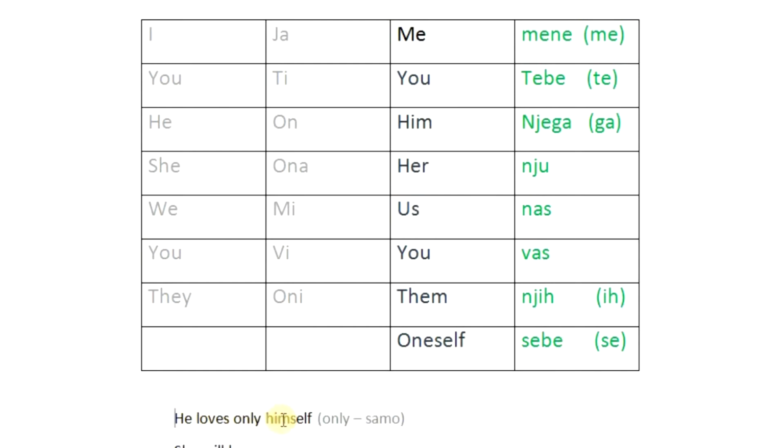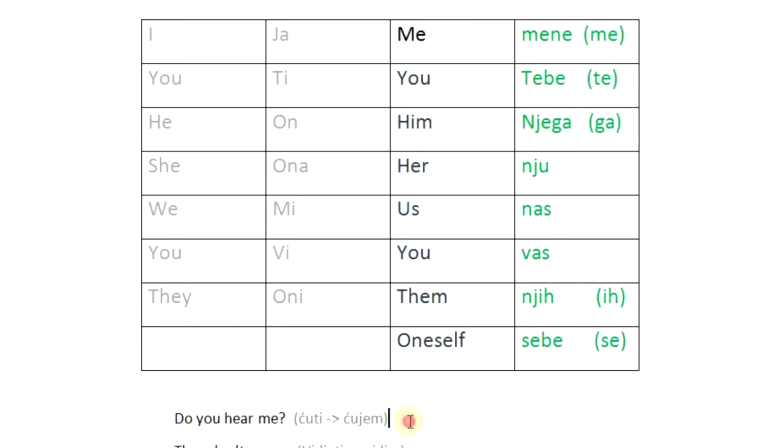He loves only himself. Only is samo. On voli samo, and then himself sebe. Sebe is just self. He only loves self. Also, for example, vidimo se, it's coming from viditi, to see. We will see ourselves. She will love me. Ona hoće voliti me. You see, shorter form looks just like the English, so it's easy to remember.